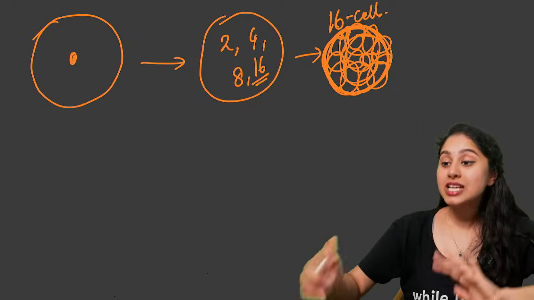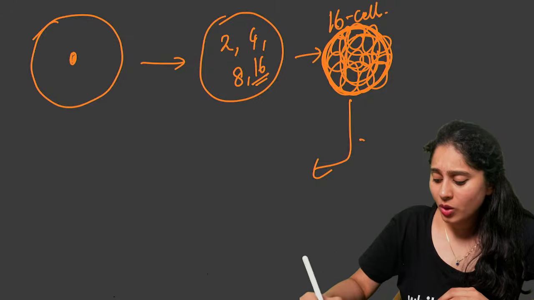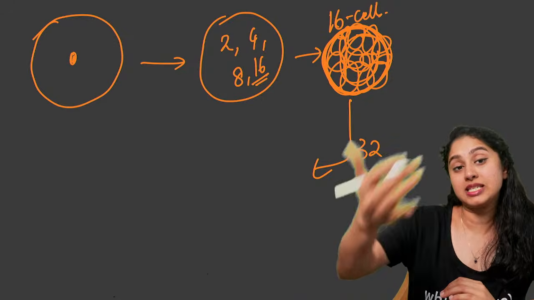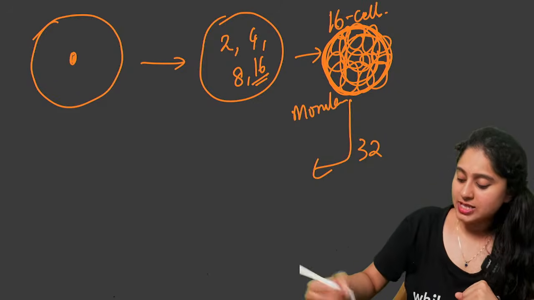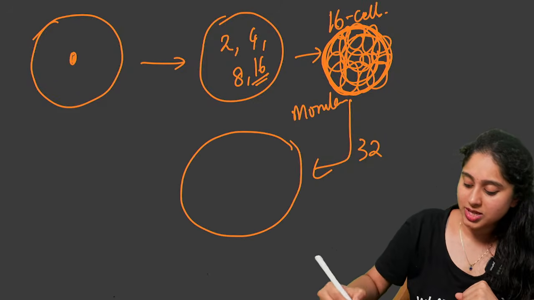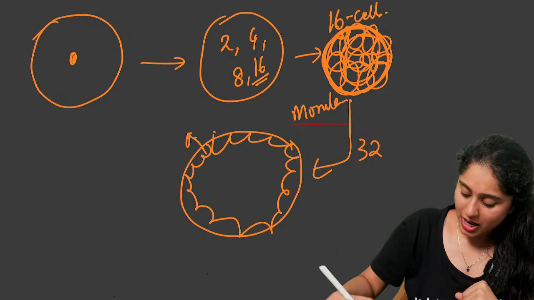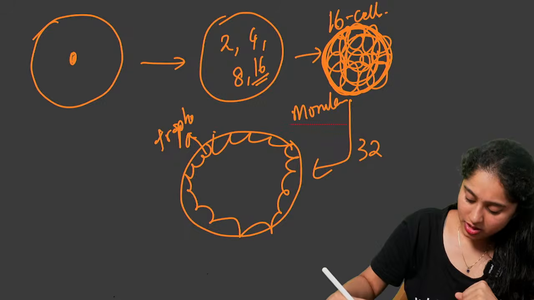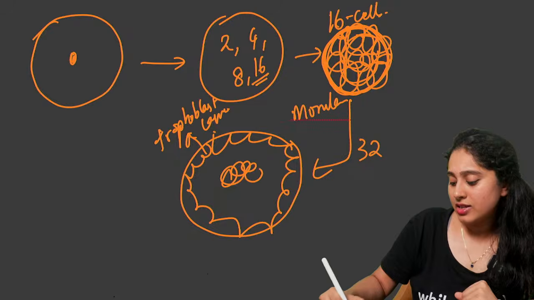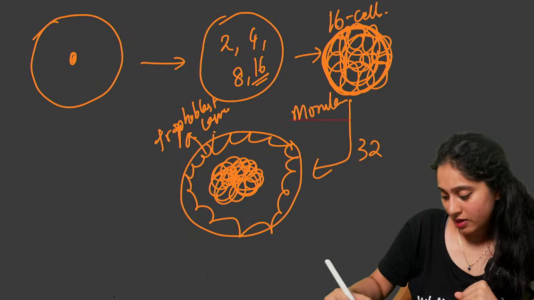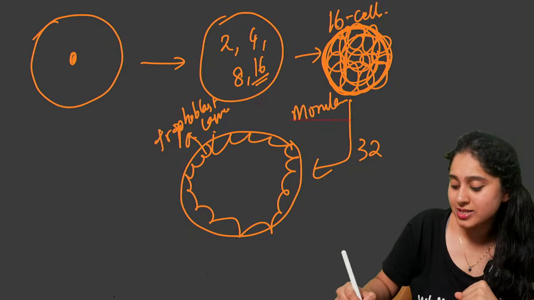These cells will now undergo differentiation when they become the 16 to 32 cell stage. So from a morula, it is becoming a blastocyst. Here I'll have an outer trophoblast layer and an inner cell mass layer. The inner cell mass is the actual group of cells.